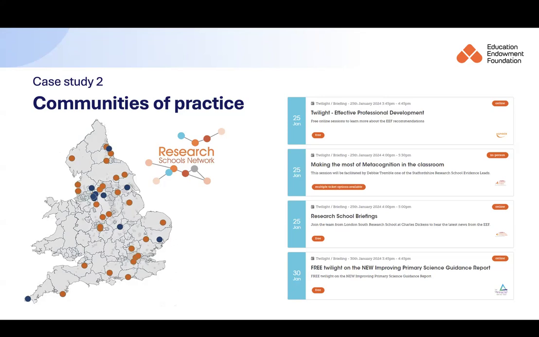So we have 33 research schools that exist across England, but they engage with thousands and thousands of schools across the country in spreading that best practice. And so that case study of those communities of practice really shows the importance of co-construction, but I think really importantly that positive tension between rigorous evidence and the professional expertise that goes alongside it.